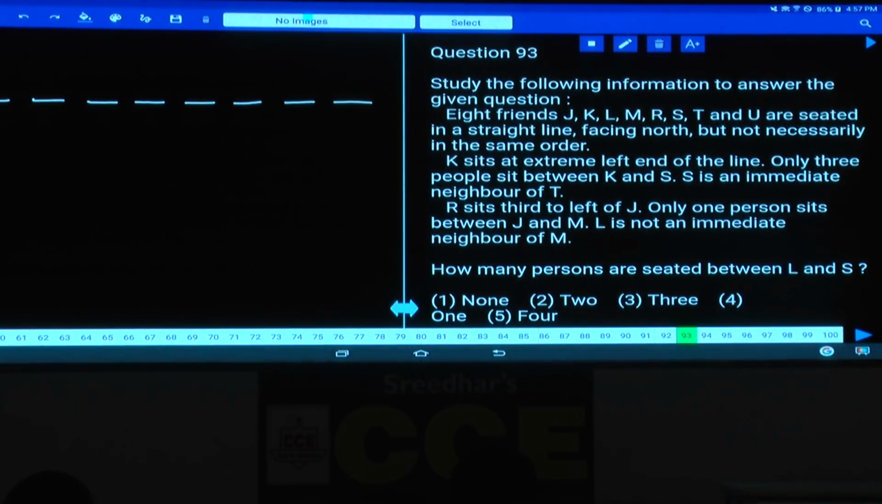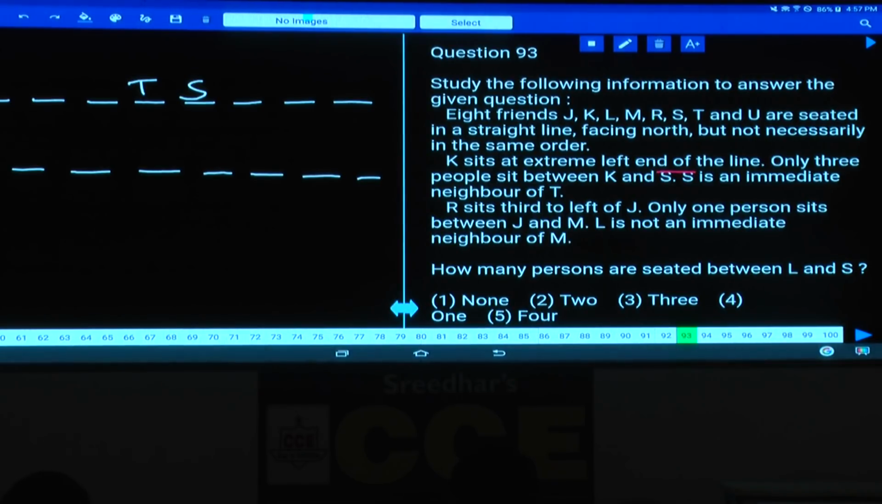J, K, L, M, R, S, T, U are the 8 persons, seated in a straight line facing north. K sits at the extreme left end of the line. Clearly given, K is at one of the extreme ends of the line. There are 3 people between K and S. S is an immediate neighbor of T. That is one possibility. And what is the other possibility here?